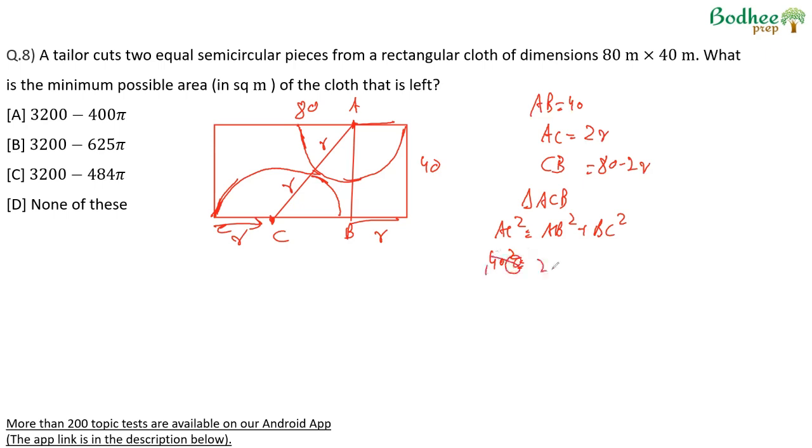AC was 2R. 2R whole square is equal to 40 square plus BC, or CB, 80 minus 2R whole square. 4R square is equal to 1600 plus 80 square, 6400 plus 4R square minus 320R.